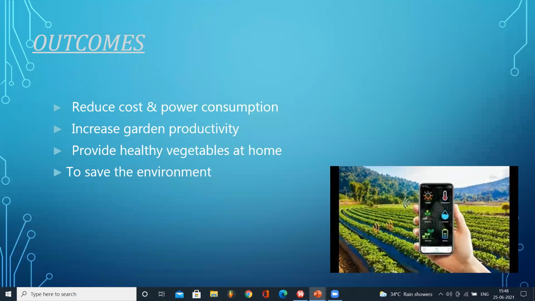We will receive some outcomes that we can notice: there will be a reduction in cost and power consumption. We can increase garden productivity, since we don't have time to always look after the garden, and with this we can easily do the gardening from any place. This will also provide healthy vegetables at home. It will save the environment from getting destroyed. Move on to the next slide.